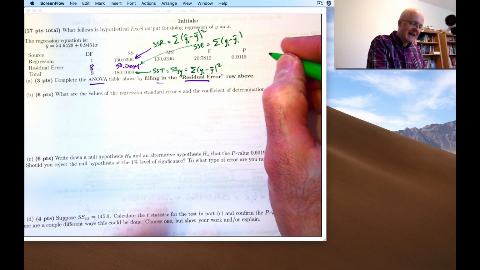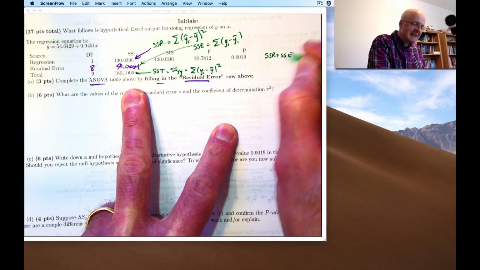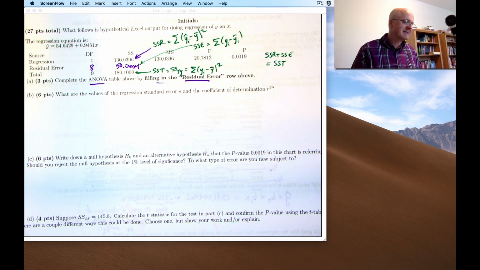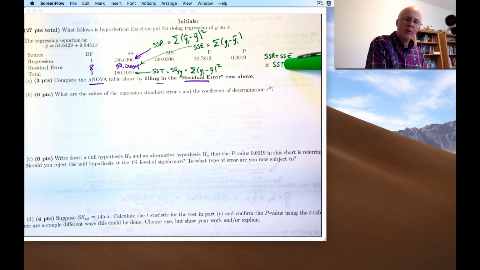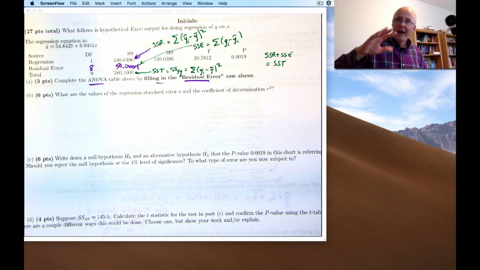And it is the case that SSR plus SSE equals SST. And that's why this is called analysis of variance. These numbers are measuring variability, and we are decomposing the total variability into a regression variability due to the fact that the regression line has a non-zero slope, and error variability, the fact that the points have a random error above and below the regression line.